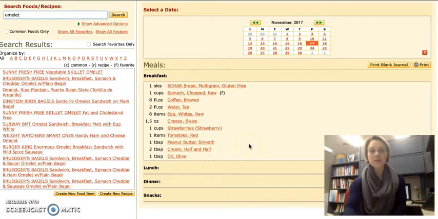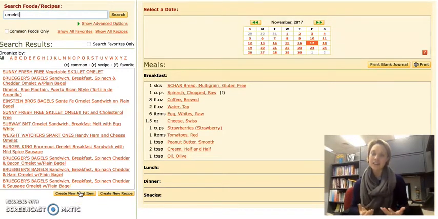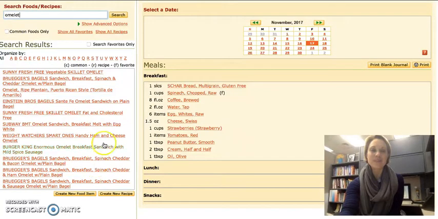You can also create some food items and create recipes if there are things that you eat frequently. So you can use the create recipe function or create new food item function if there are things that you can't find in the database that you eat pretty frequently, so you just have them on tap to put in there in the future.